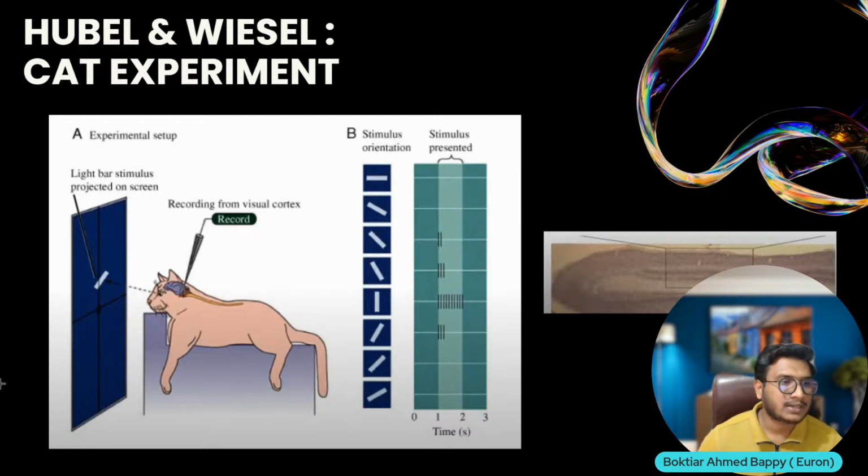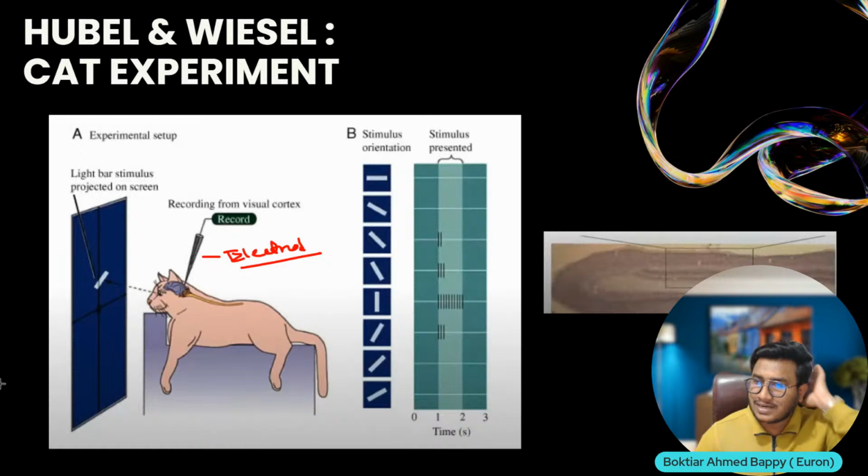This is the cat, and they put one electrode. This is called an electrode. I think you know what an electrode is, guys, those who are from an electronics background, because inside our brain we have electric impulses, and to get that signal we can use an electrode. Without an electrode you can't do that, so that's why we have to use the electrode.